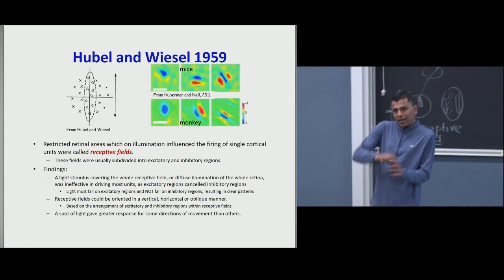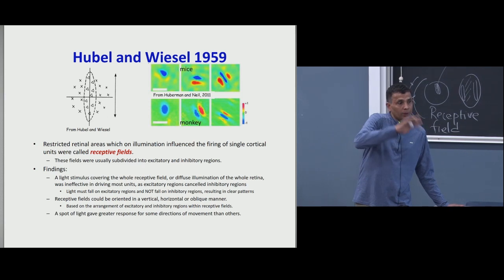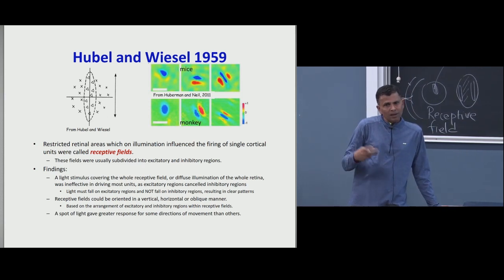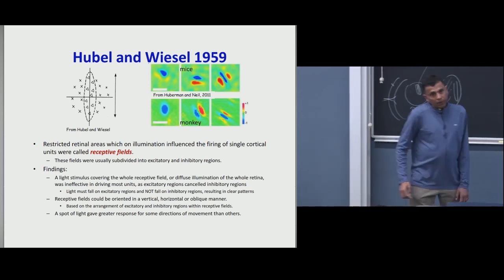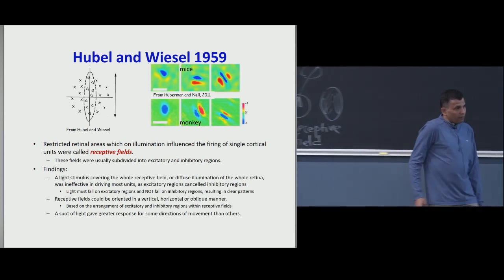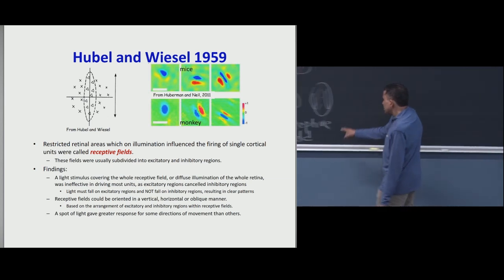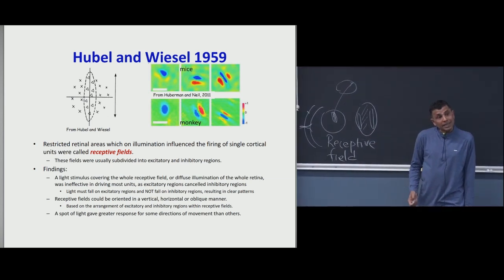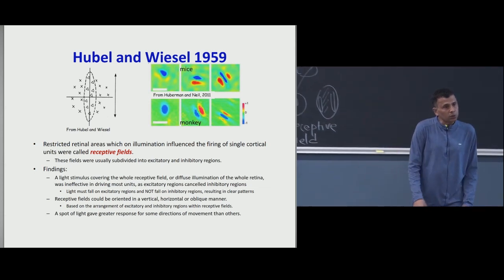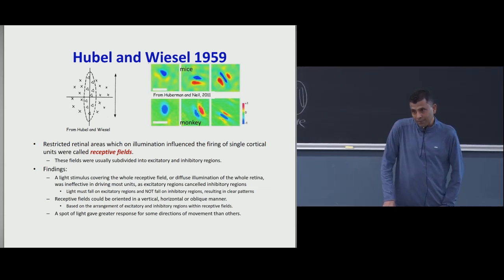And so if you actually had diffuse light falling over the entire receptive field, the neuron really wouldn't show any extraordinary response. The neuron only responds if there is light in the regions where it's looking, and there is no light in the regions where it doesn't want to sense light. That's how it makes patterns.